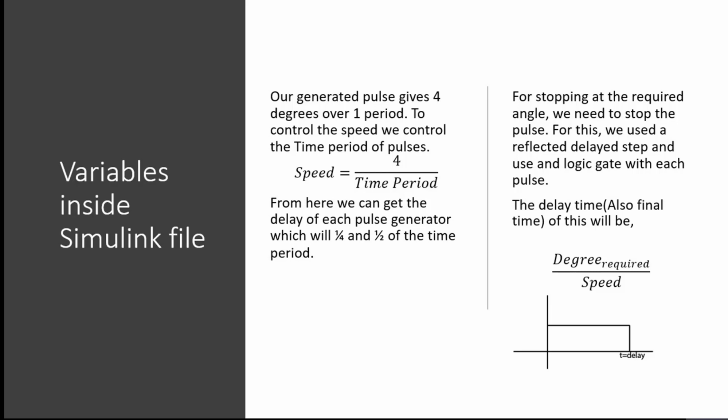For stopping at the required angle, we need to stop the pulse. For this, we use a reflected delayed step and use a logic gate with this pulse. The delayed time, also called the final time, will be the degree required divided by speed.